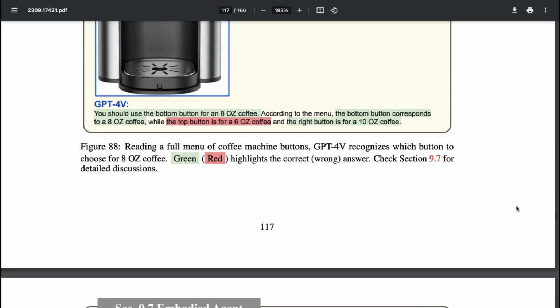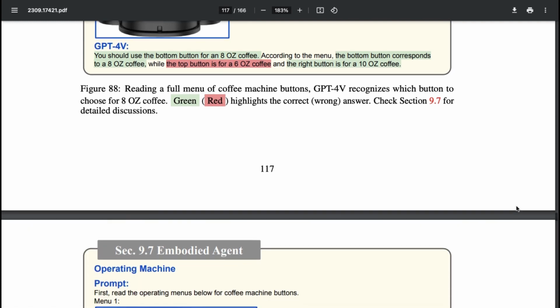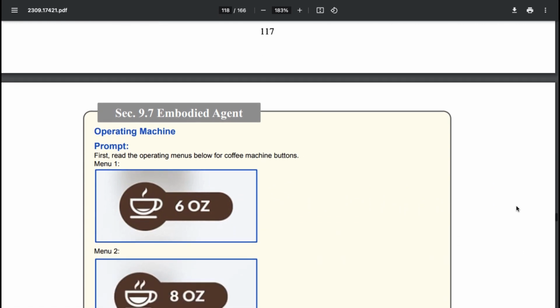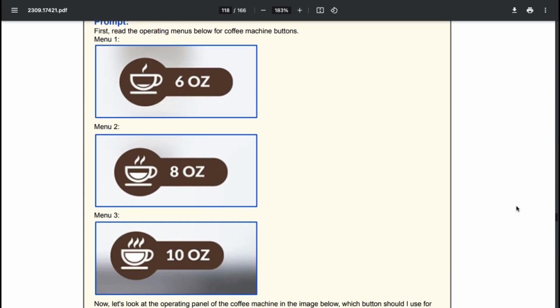GPT-4V mostly gets it right, but it says the top button is for 6 ounces of coffee. So, an interesting use case. Here's another example.